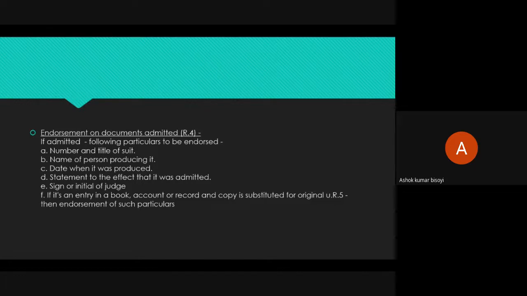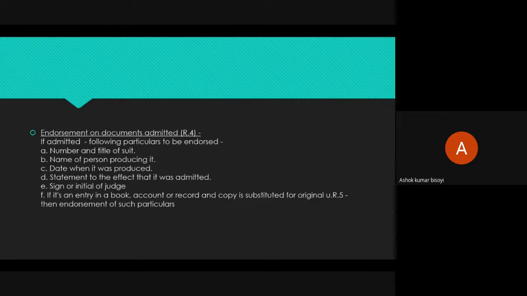Next, these five things are mandatory. You have to endorse on documents which are to be admitted. Then again, in a special case, if the document is an entry in a book, account or record and a copy is substituted for the original, then an endorsement of such particulars, that a copy has been given and substituted for the original, has also to be made. So it is saying rule 5.